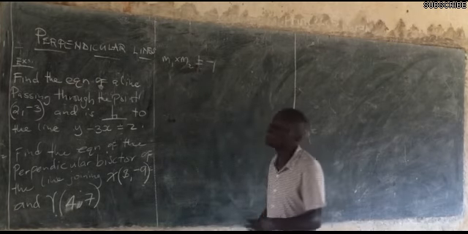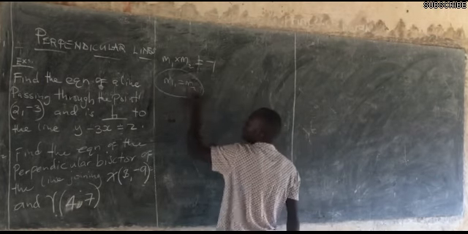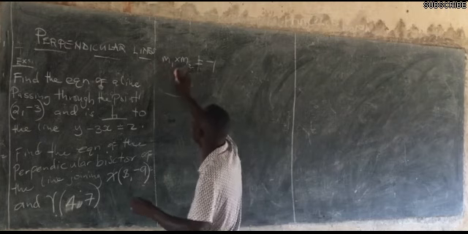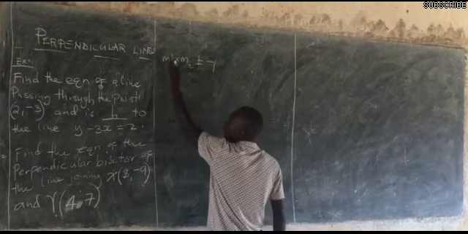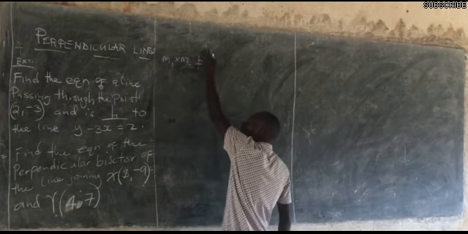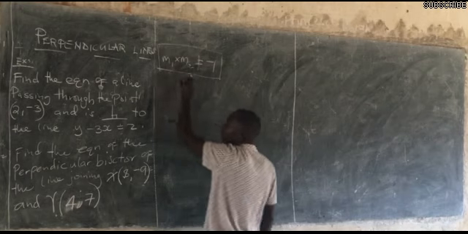For parallel lines, M1 must be equal to M2. But in the case of perpendicular lines, the product of the gradients must be -1. That is to say M1 times M2 must give us -1. So this is the assumption we're going to move with.